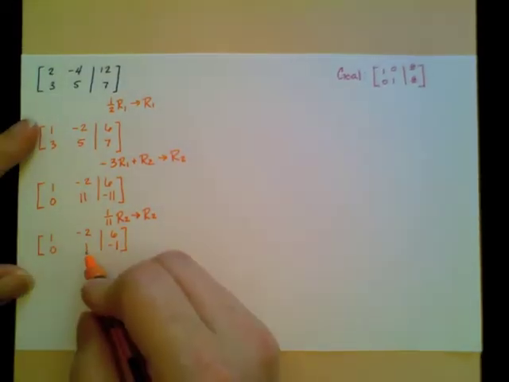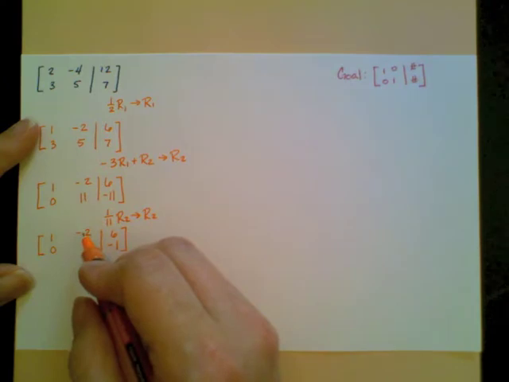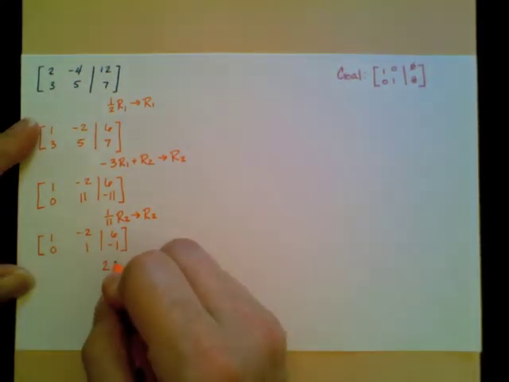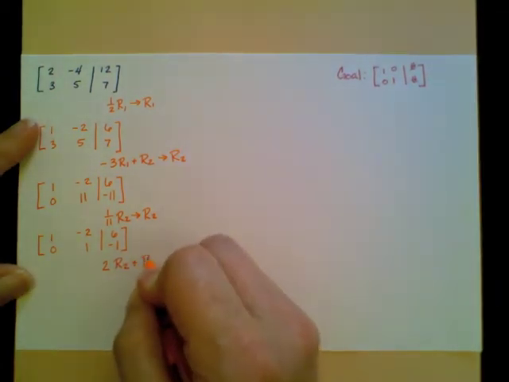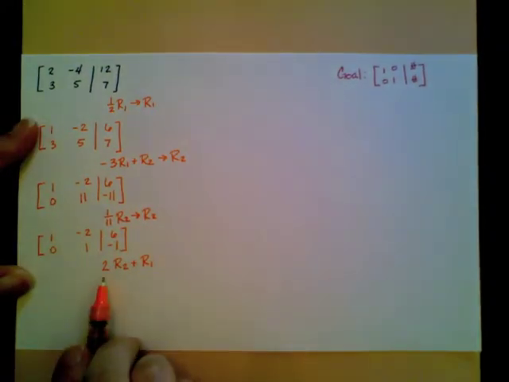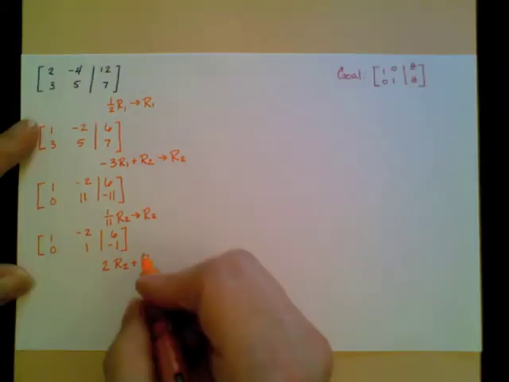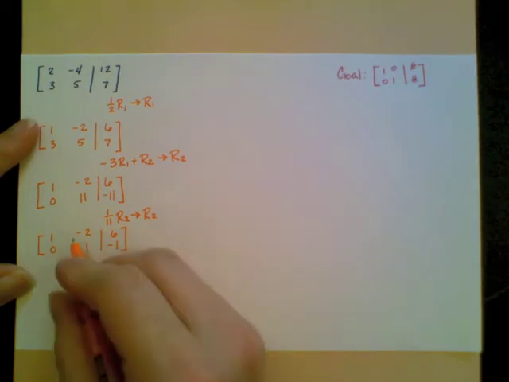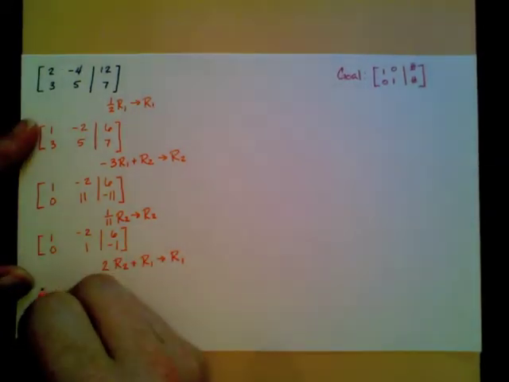So I've got my 1 where I want it. Now I just need to get this 0. And I'm going to make that a 0 by multiplying 2 times row 2 and then adding that to row 1. I'm choosing a 2 because it is the opposite of -2. So when I add those two together, a 2 and a -2, I will get a 0.